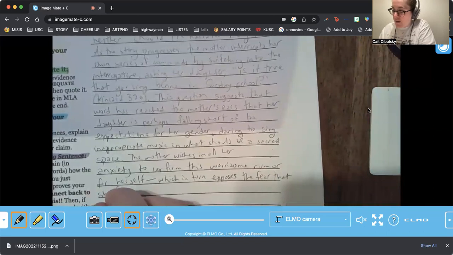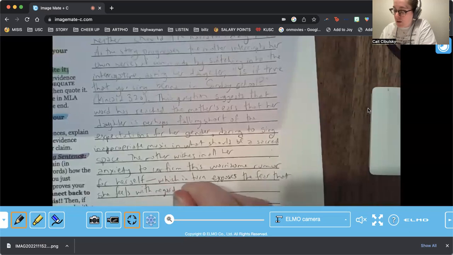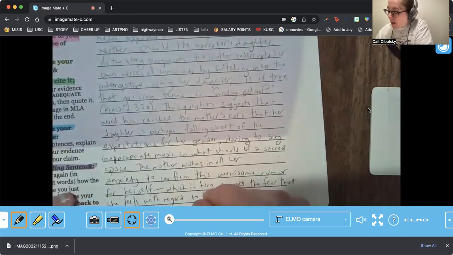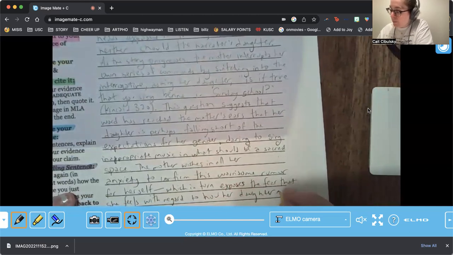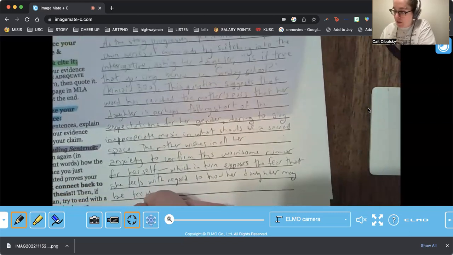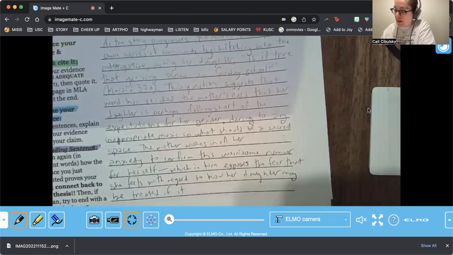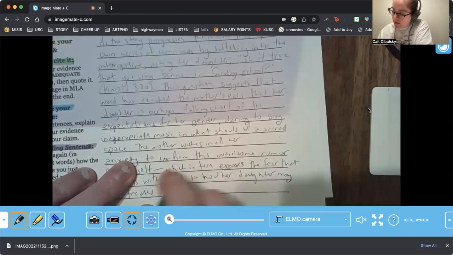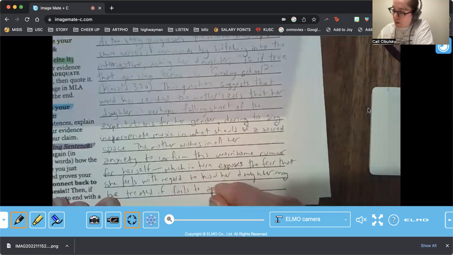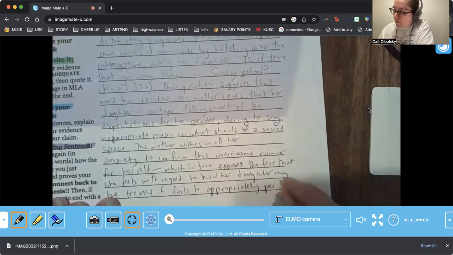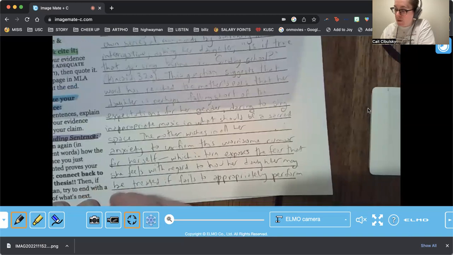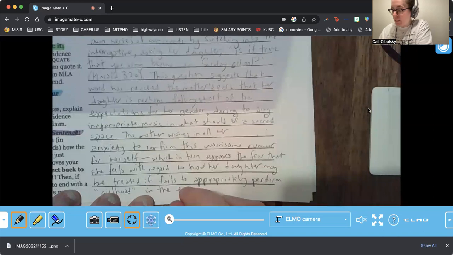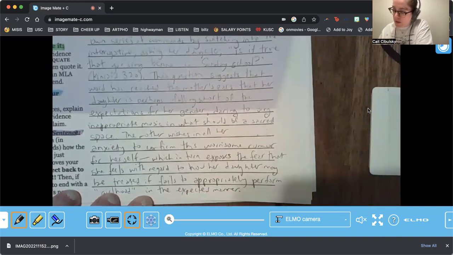that she feels with regard to how her daughter may be treated if she fails to appropriately perform girlhood in the expected manner. Okay, so that was me analyzing my second piece of evidence.